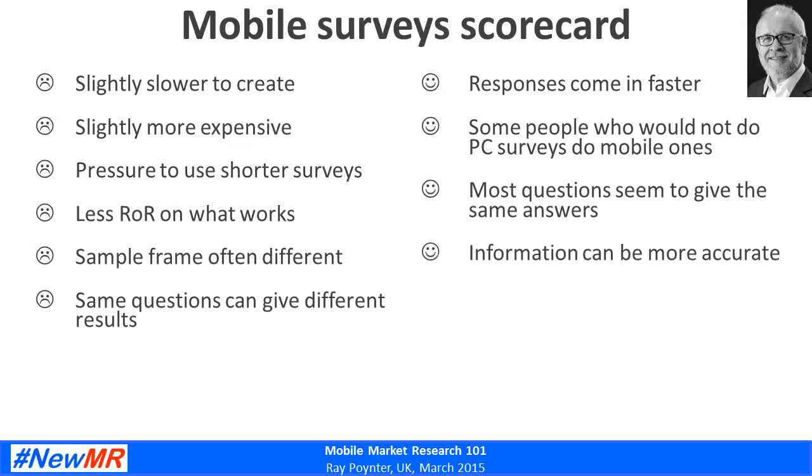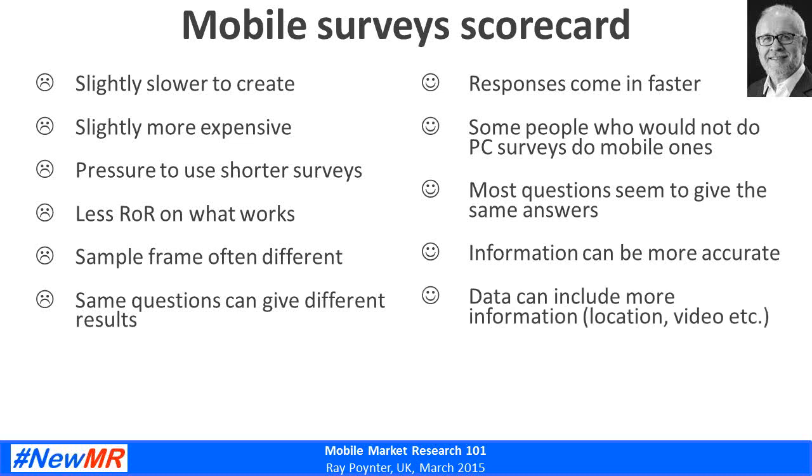The information can be more accurate. If you're asking people how many windows they've got in their house and they're at home, they can go around and have a look. If you're asking them various other questions, because it's mobile enabled, if it's in the moment, if it's when they're actually buying something, if it's when they've just come out of the restaurant, then you're going to get more accurate data.